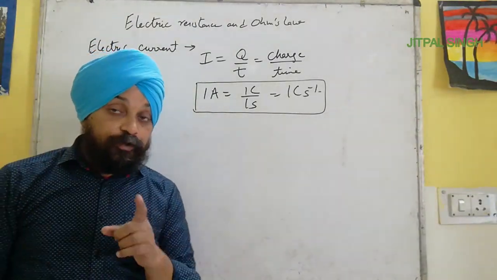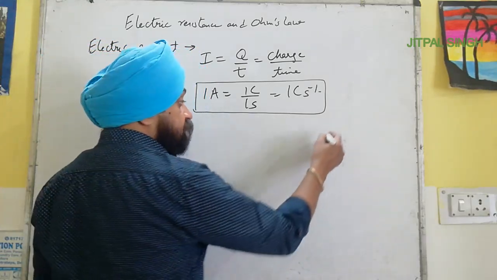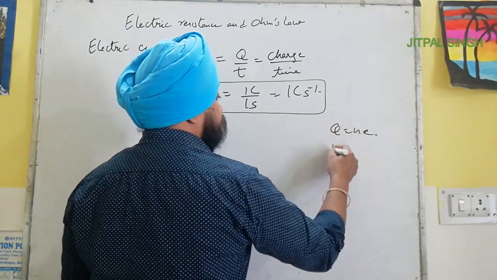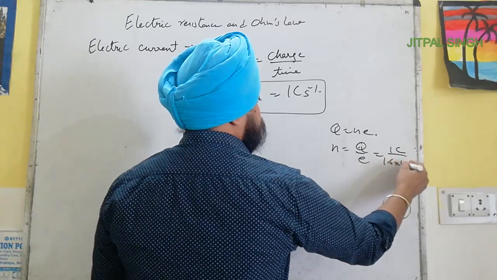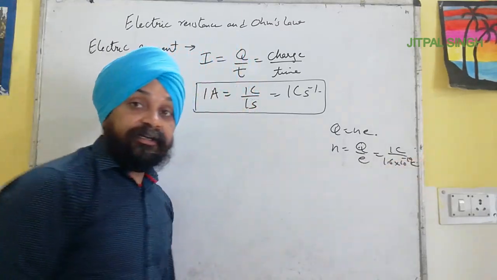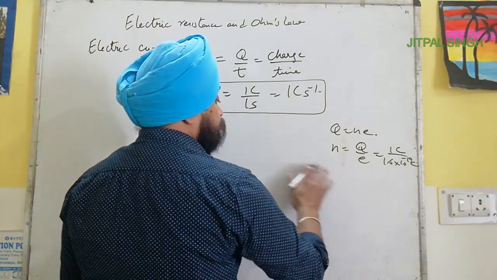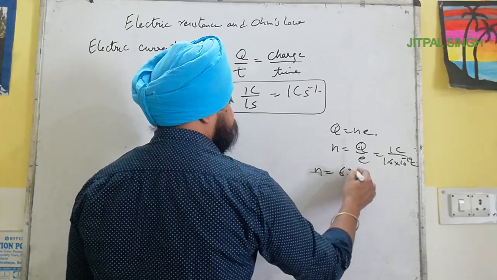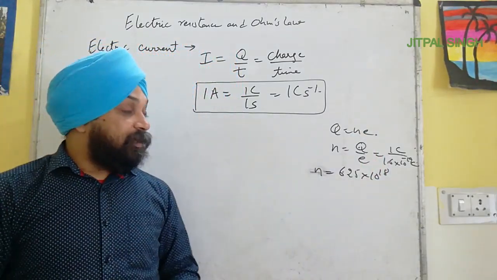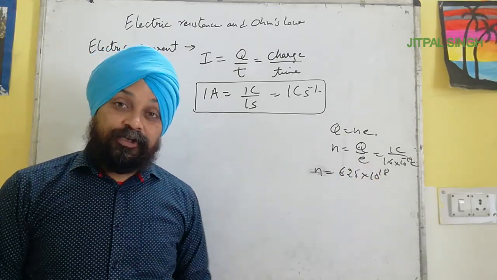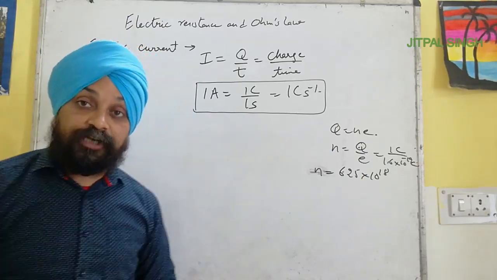Now 1 coulomb charge flows in 1 second. Hope you remember quantization of charge. We have studied Q equal to Ne. From this, if we calculate the number of electrons creating 1 coulomb of charge, then the answer was something like this: 6.25 into 10 to the power 18. We have done this in the first chapter. And here I've already given how to get it. So 6.25 into 10 to the power 18 electrons combiningly form 1 coulomb charge.